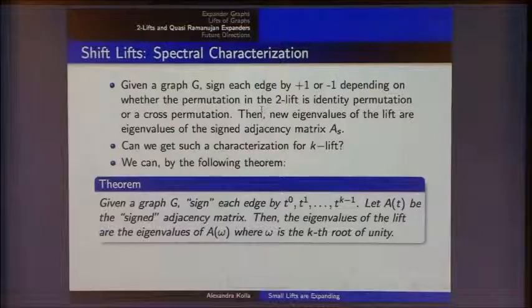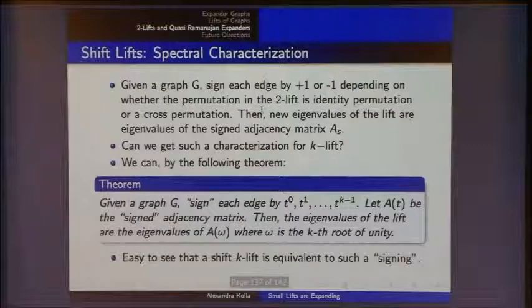However, let me define a generalized type of signing. Let's pick a parameter t for now. And for each edge of the graph G, let's sign it by a power of t, so t to the 0 through k minus 1, if we have a k-shift lift. And let's call A, parameterized by t, the signed adjacency matrix. It turns out that the eigenvalues of the lift adjacency matrix for k shifts are exactly the union of the eigenvalues of A of omega, where omega is a kth root of unity. So we have k different matrices, k times n eigenvalues. This gives the complete spectrum of the lifts.